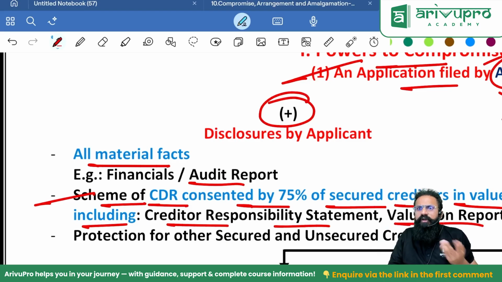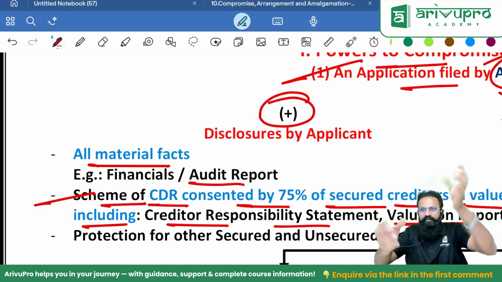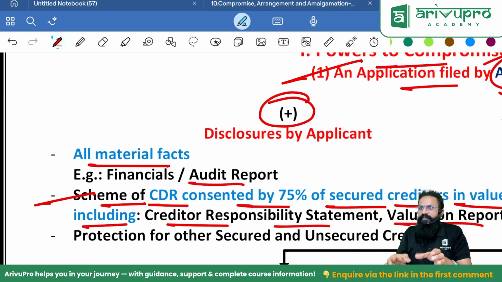Scheme is nothing but a proposal. Meaning, what is the compromise you are offering. The total you need to pay is 9,000. You are telling me you will pay 4,000. Will you pay that 4,000 upfront, or will you take time? Express that. Where should I express? You express it on paper. That is only called a CDR scheme. Corporate debt restructuring. You're restructuring, no? Yes or no?